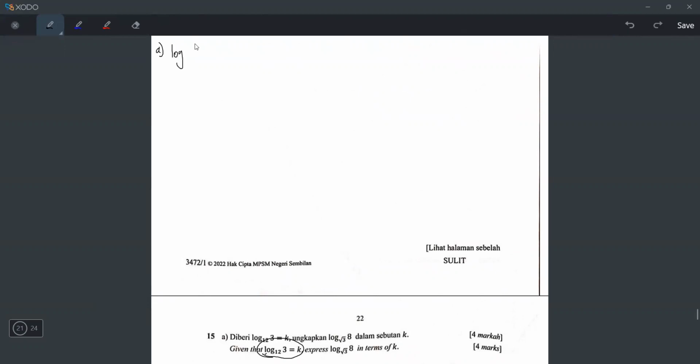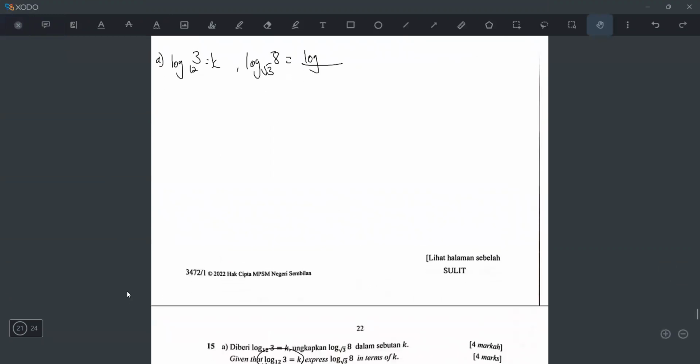So log 3 base 12 equals k, right? And they want you to solve for log 8 base square root 3. Log 8 base square root 3. So what is the better method? You will change everything to base 3. Instead of changing to base 12 like just now, you will change to base 3. So this is the better way. Log base 3, log base 3. On top will be 8, and the base will be square root 3.